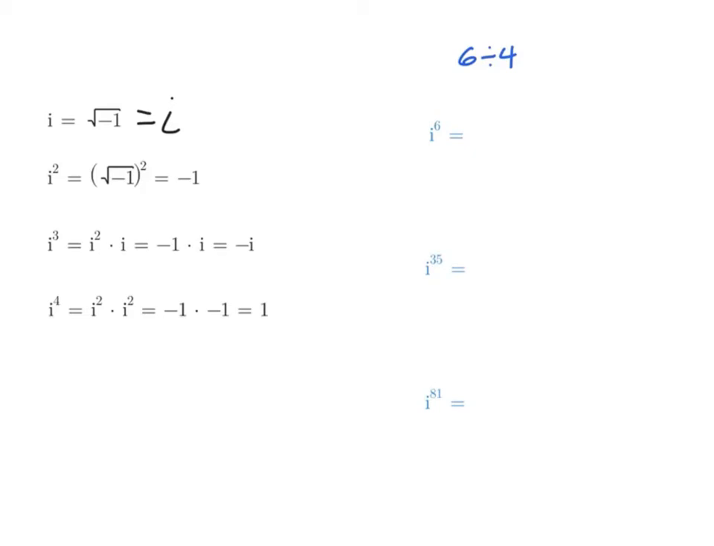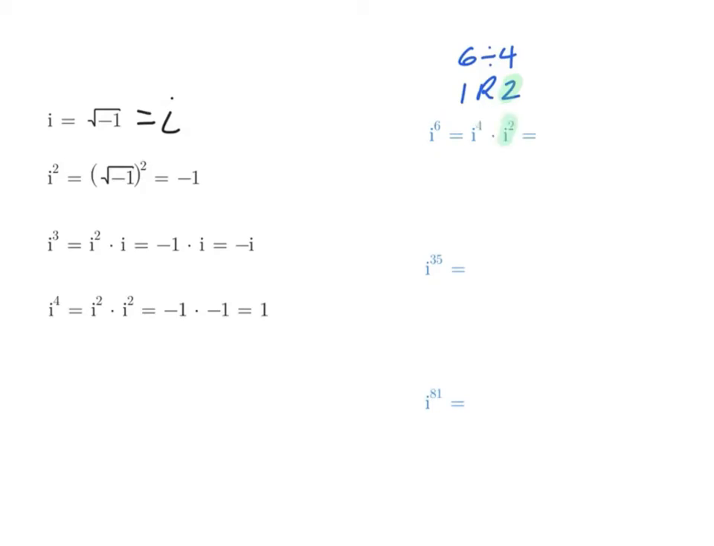Old-timey division tells me that equals what? Why are we doing that? You're going to see in a second. 1 remainder 2. That's what I meant by old-timey division. 1 remainder 2. The remainder is the important part. Because there's 1 i to the 4th in this, and then there's an i squared left over.